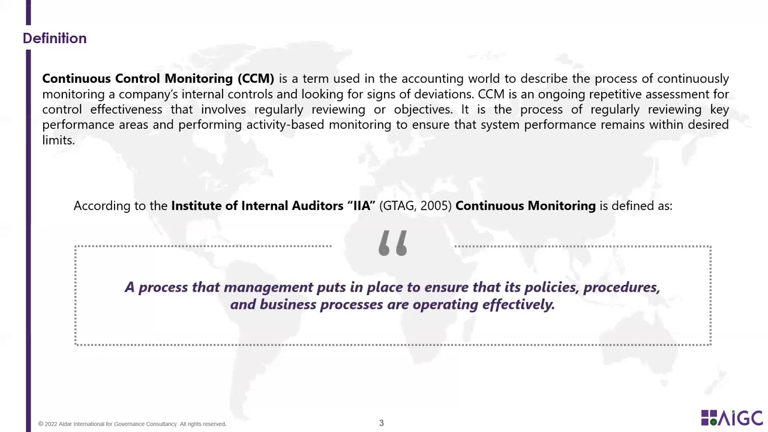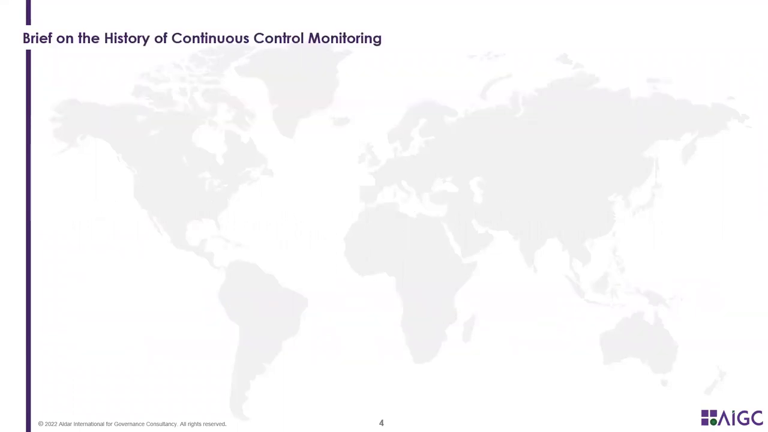If I were to take a more formal definition, I would go to the IIA definition in the GTAG in 2005, which defined continuous monitoring as a process that management puts in place to ensure that its policies, procedures, and business processes are operating effectively. Let me go a little bit into continuous control monitoring, or continuous monitoring in general. I think most of you would think that it's new and just started in the last decade, but the reality is that continuous monitoring goes back a little further.